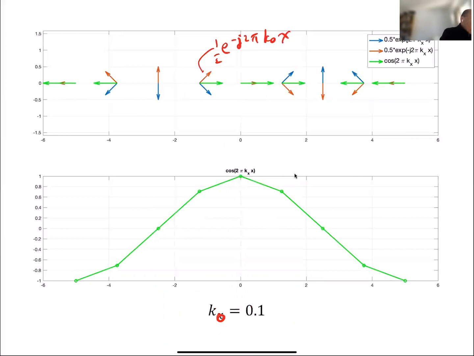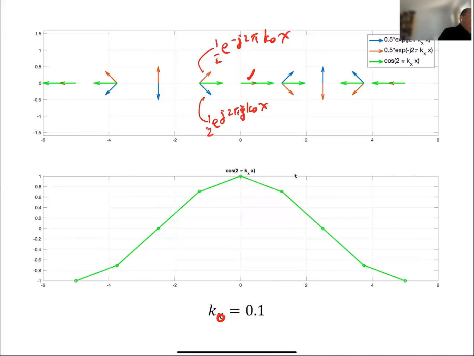And then these are going to represent e^(1/2) e^(j2πk₀x). Oh, get rid of that extra j. Okay. So the blue is actually the positive frequencies. And so if you look at this blue arrow, there's a blue arrow here.